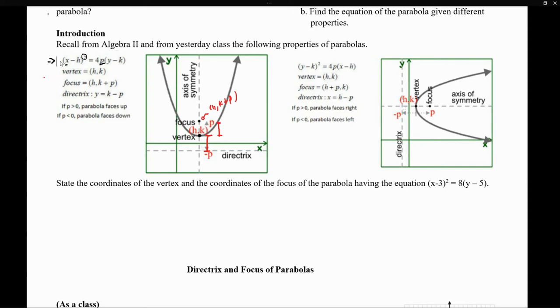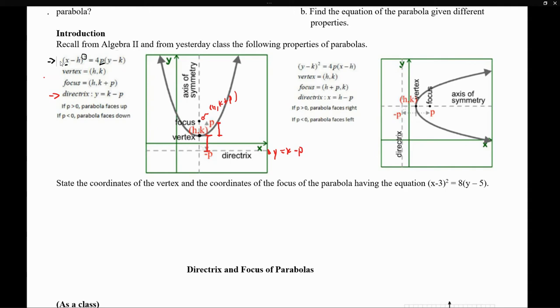So how can we define the value of this directrix? The way that we're defining this directrix is y equals k minus p, where k comes from the y value of the vertex. So if we slide it p units down, then we can define this y value as k minus p.